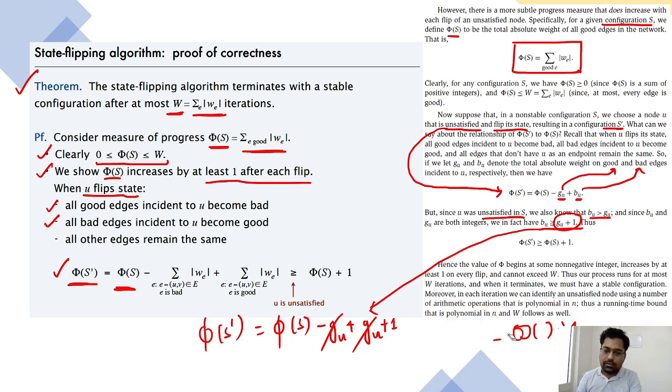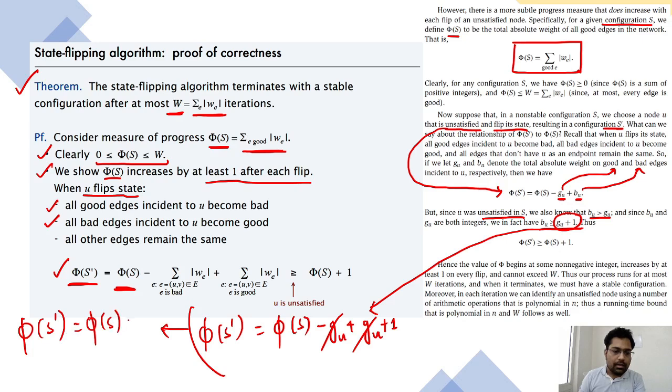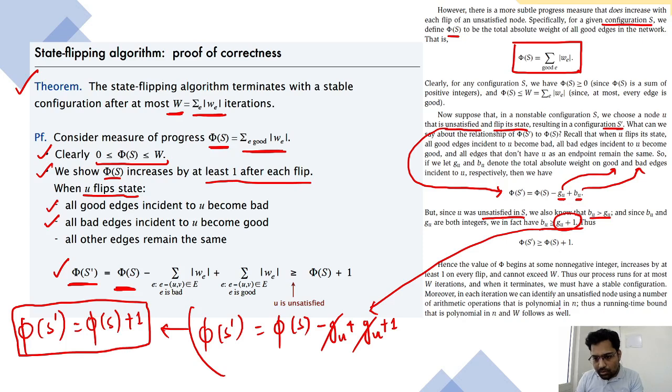I'm writing phi s dash here, as it might not be visible. Now we are getting the value as phi s plus 1. This is what we got as our result. So, as I told you, we are getting a polynomial time value.